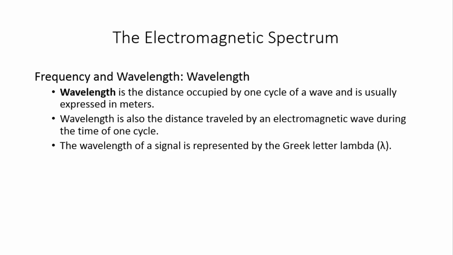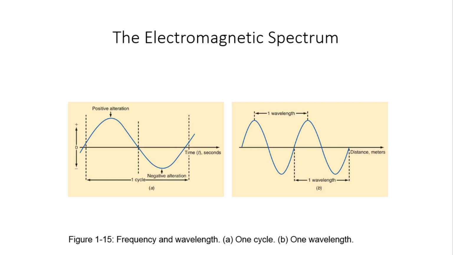Wavelength is the distance occupied by one cycle of a wave and is usually expressed in meters. Wavelength is also the distance traveled by an electromagnetic wave during the time of one cycle. The wavelength of a signal is represented by the Greek letter lambda. Frequency and wavelength: one cycle is the frequency period, and one wavelength is measured from amplitude to amplitude.